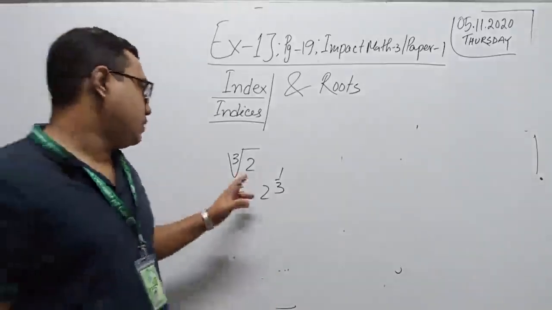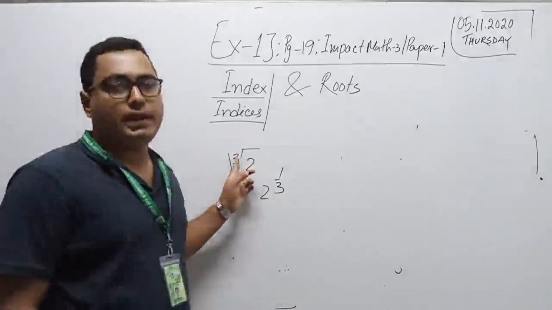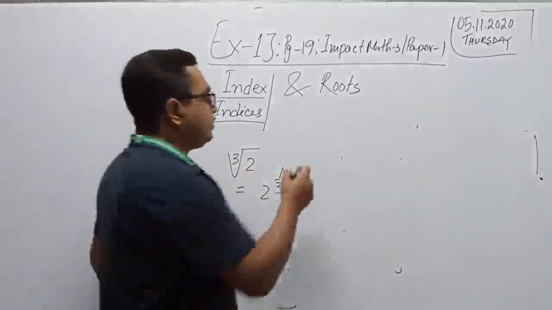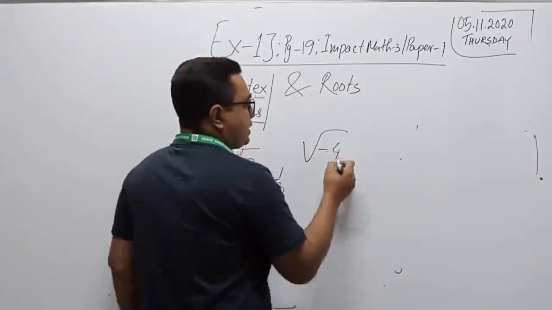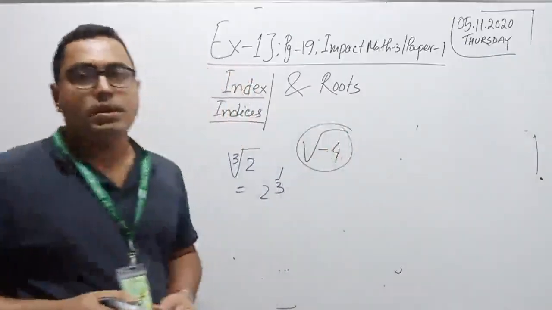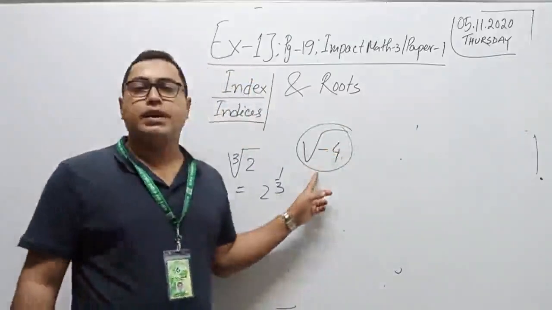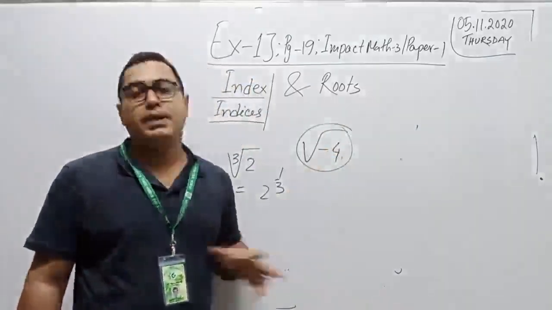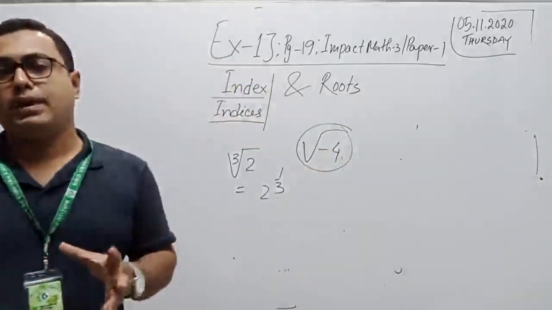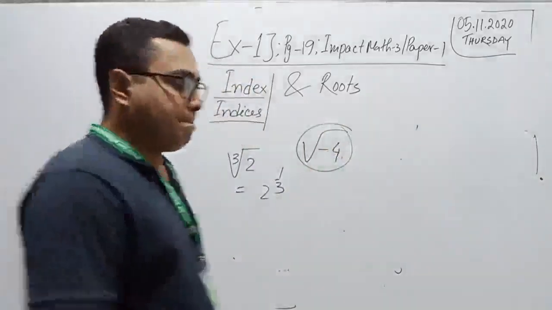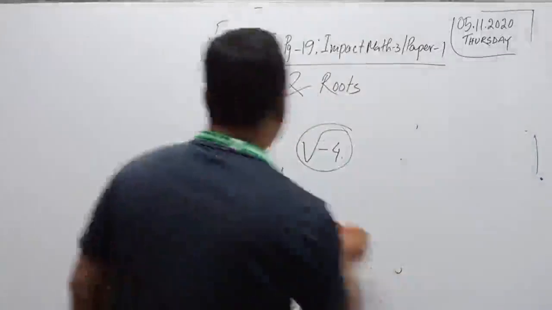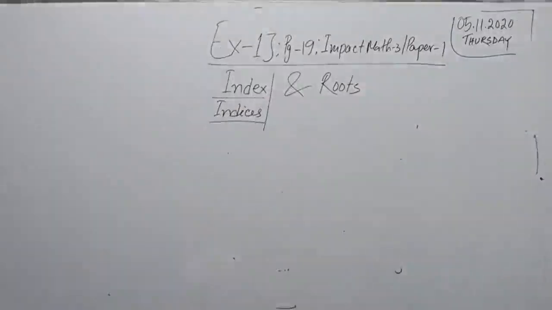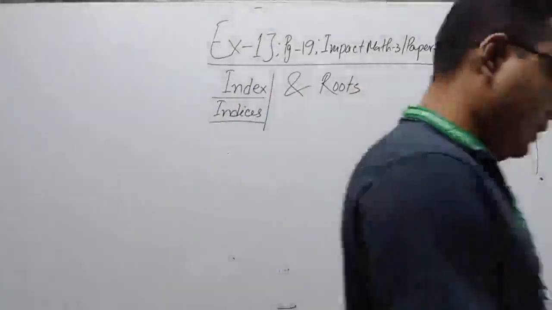But sometimes if we have a negative inside, suppose square root of -4, then this will not give you any real number. It will give you a complex number, or it is called an imaginary number. You can check it with the calculator. Okay, let's solve a few maths from the exercise.